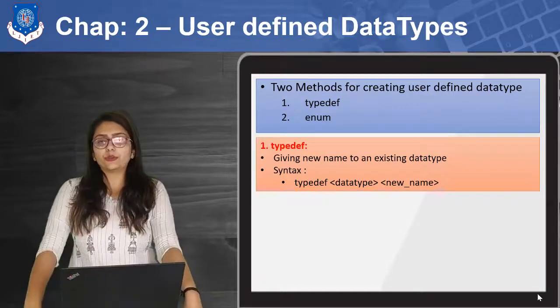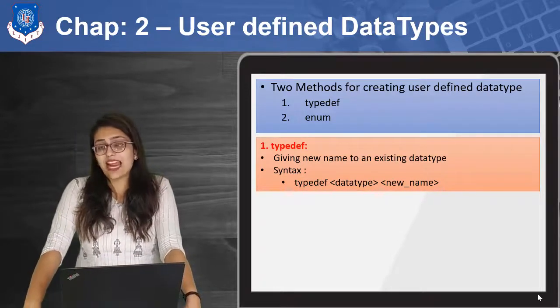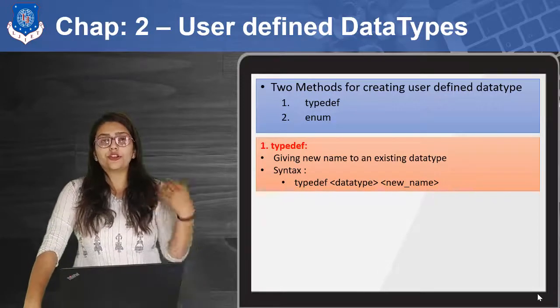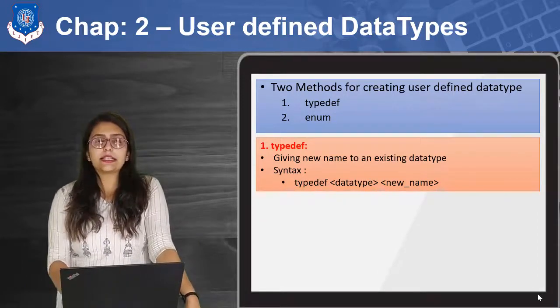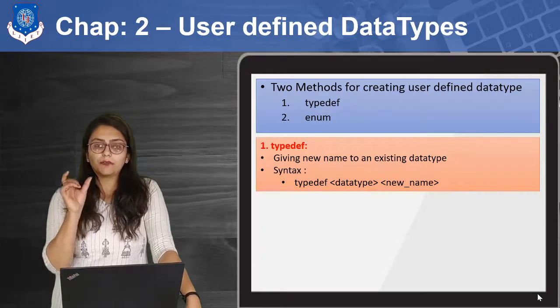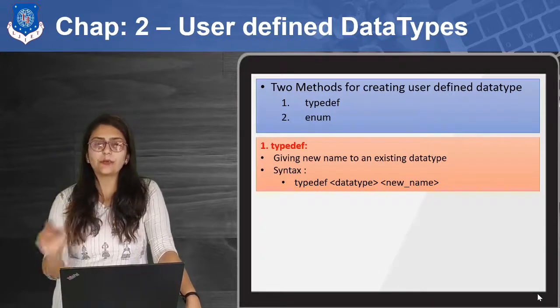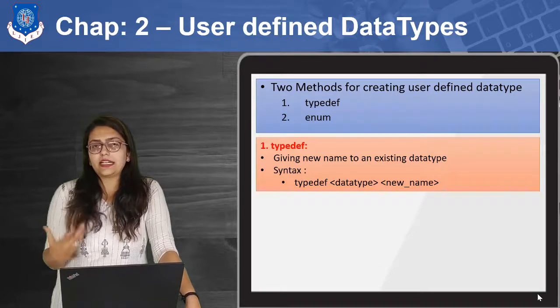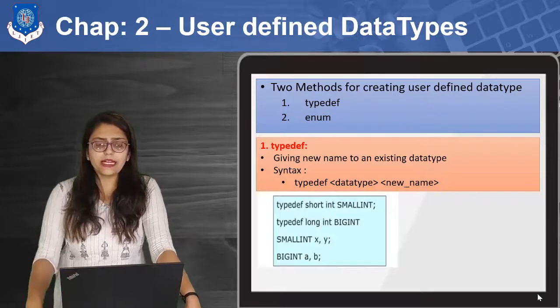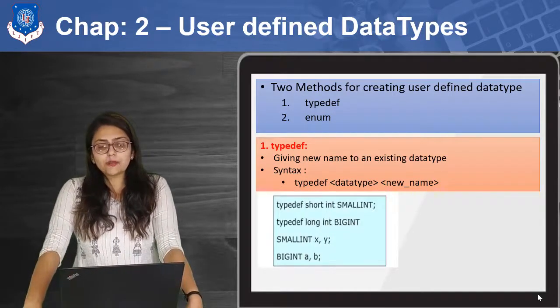Sometimes you want to create your own data type. At that time you can use the typedef keyword in order to generate your own data type. How? The syntax is typedef, then the data type and the new name. So suppose I want to create a data type from my name. Here: typedef short int SmallInt.